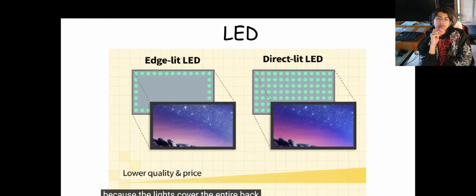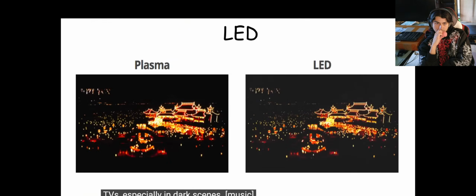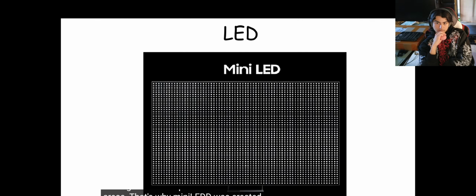In practice, having more LEDs allows better contrast, and this difference becomes even more noticeable when compared to regular LCD TVs, especially in dark scenes. But actually, no matter which type it is, dark scenes can't be perfectly black on LED TVs, and that's normal. This happens because the shine from the backlight can still spread into dark areas. That's why Mini LED was created later.